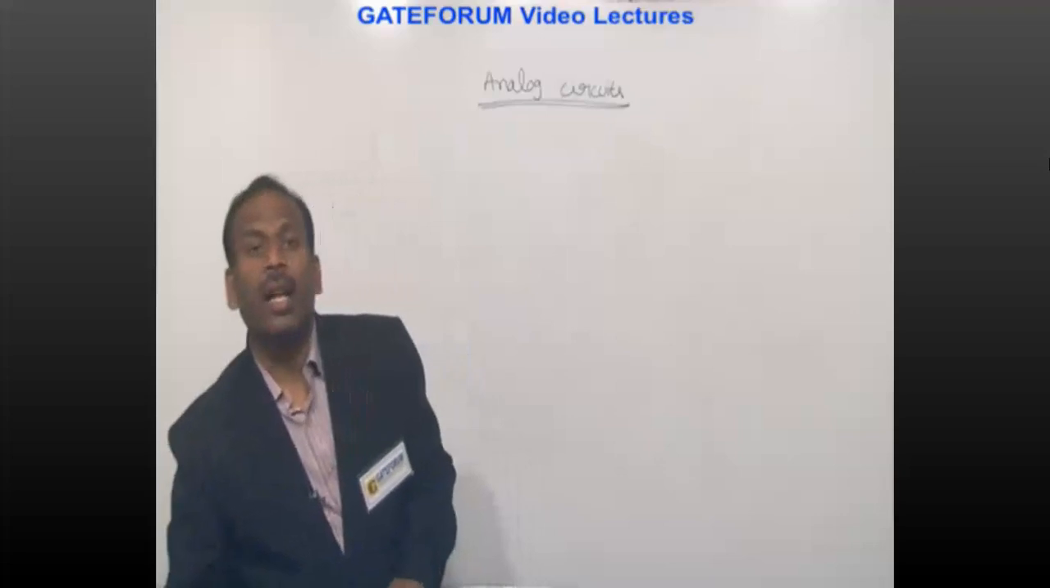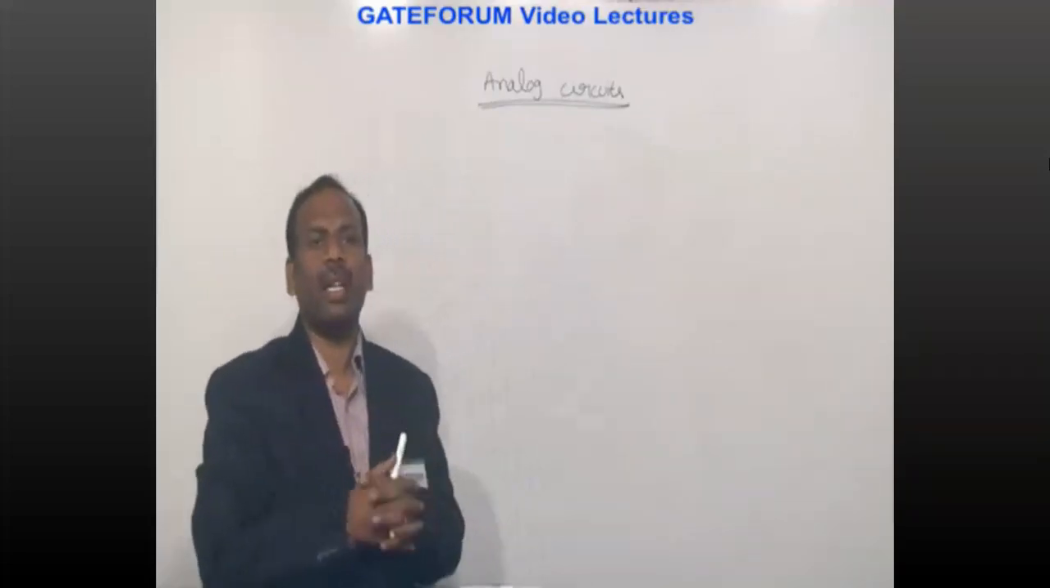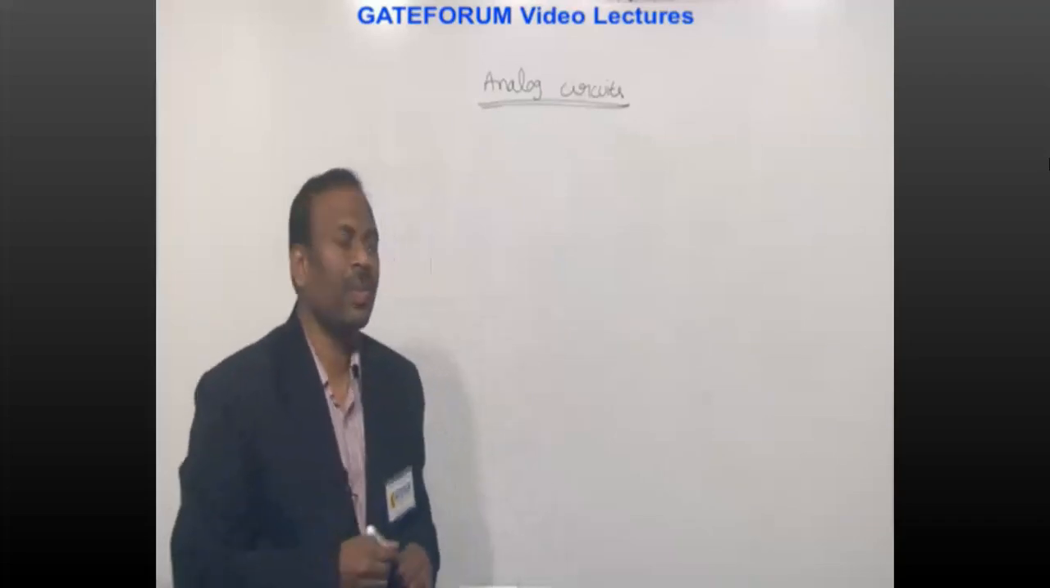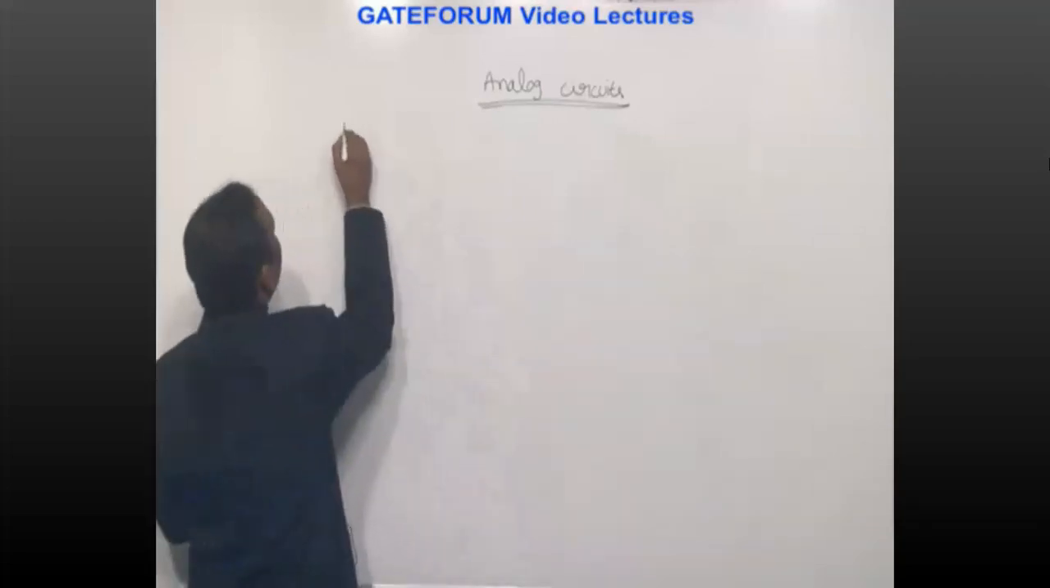Now we will carry on with the next topic. We have seen p-type semiconductor and n-type semiconductor. Now we are going to the next concept, the diode. It's nothing but a p-n junction diode.